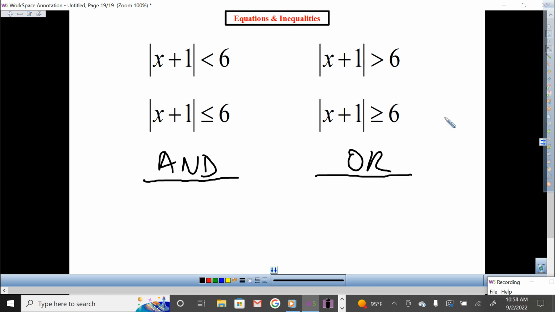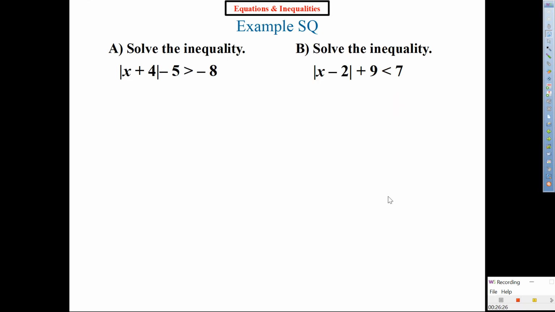All right. Now that we hammered this pretty well, copy these last two. Example super Q. A is absolute value x plus 4 minus 5 greater than negative 8. And for part B, absolute value x minus 2, outside the absolute value plus 9, less than 7. Copy that. I'll give you some time. Here we go.